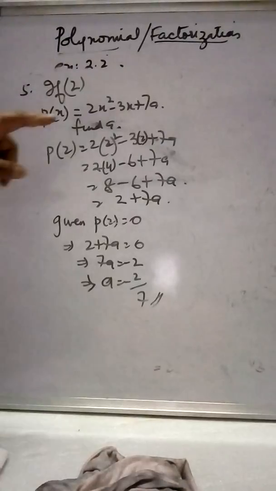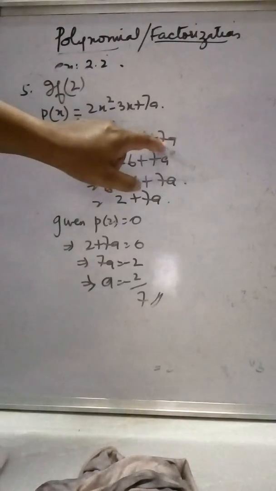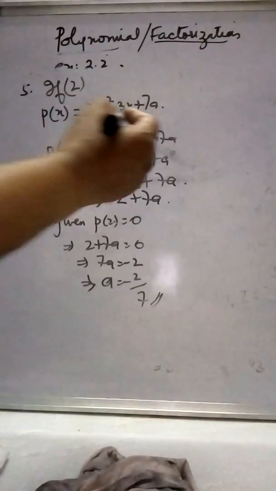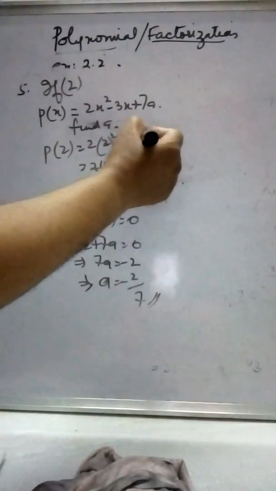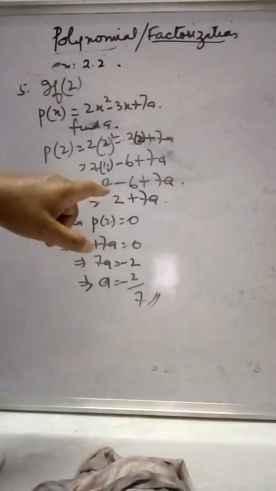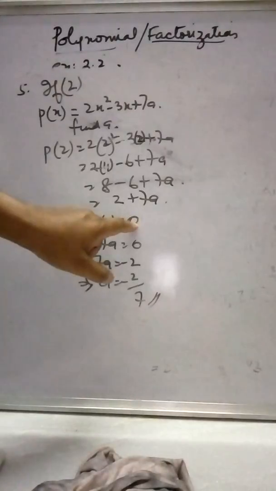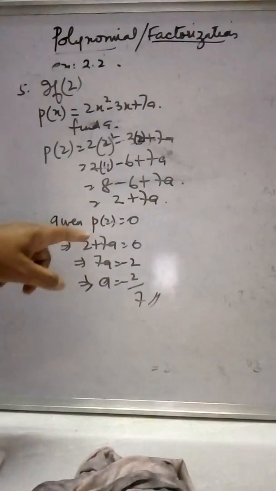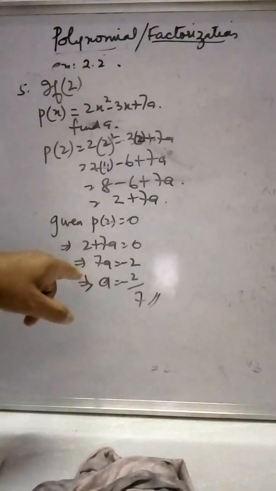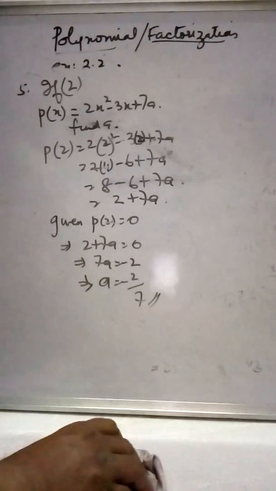See, what we did is in place of x I wrote 2 square minus 3 into 2 plus 7a. 2 square means 4, 2 into 4 minus 3 into 2, 3 into 2 is 6 plus 7a. 2 fours are 8 minus 6 plus 7a. 8 minus 6 will give me 2 plus 7a. Given p of 2 is equal to 0, since it is the 0 of the polynomial. So 2 plus 7a is equal to 0. Transposing 2, it will be minus 2. a is equal to minus 2 by 7. So this is what we have done.